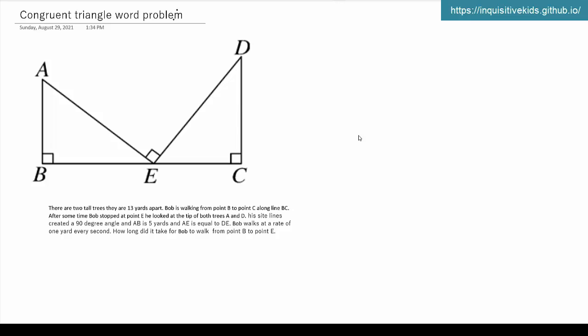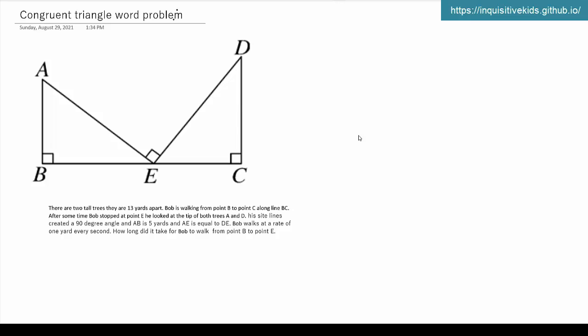Today we're going to be doing this word problem. There are two tall trees. They are 13 yards apart. Bob is walking from point B to point C along line BC. After some time, Bob stopped at point E. He looked at the tip of both trees, A and D. His sight lines created a 90-degree angle, and AB is 5 yards and AE is equal to DE.